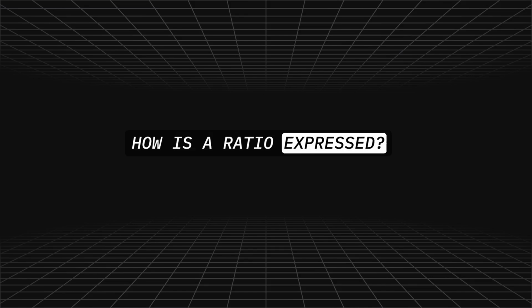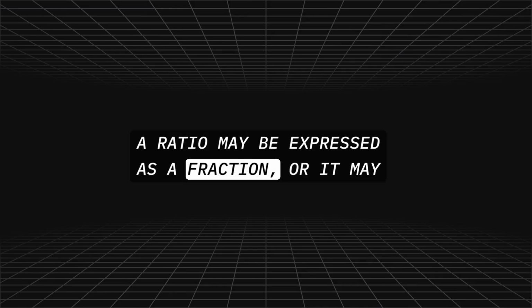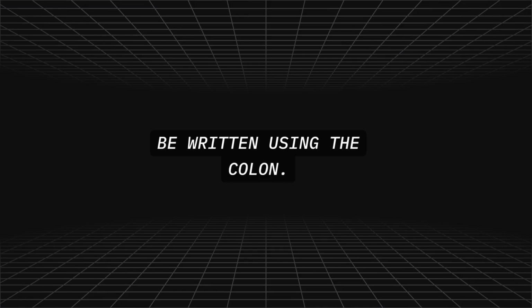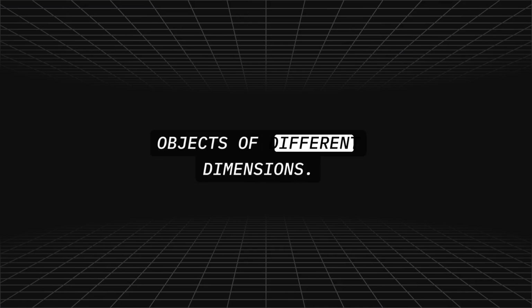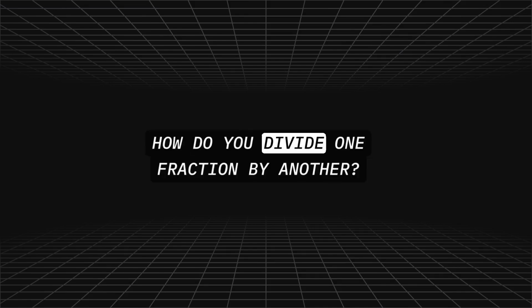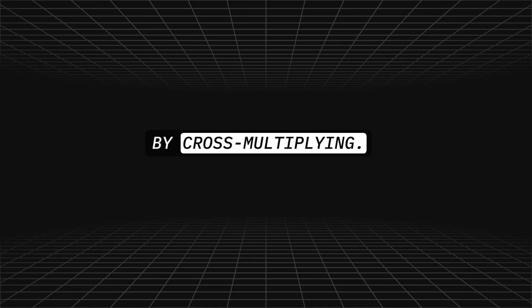How is a ratio expressed? A ratio may be expressed as a fraction, or it may be written using the colon. What is a proportion? A ratio that describes the relation between two objects of different dimensions. How do you divide one fraction by another? By cross-multiplying.